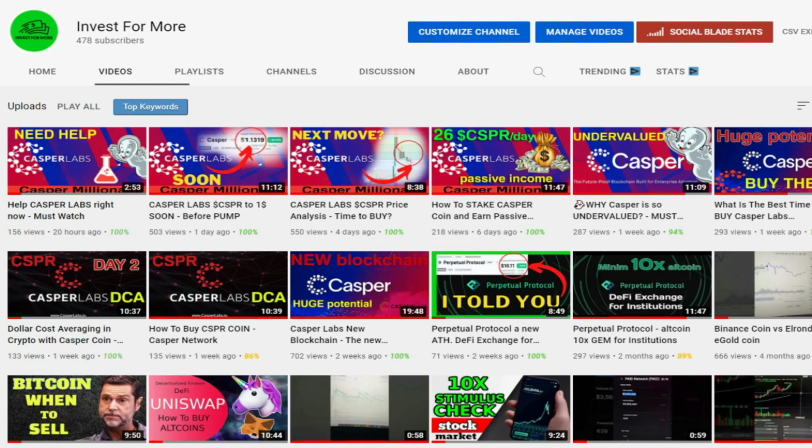Mine is about 0.09. I bought Casper Coin multiple times. I got in at 0.05, 0.13 multiple times, but average it's about 0.09. Let me know in the comments what's your average price, guys.